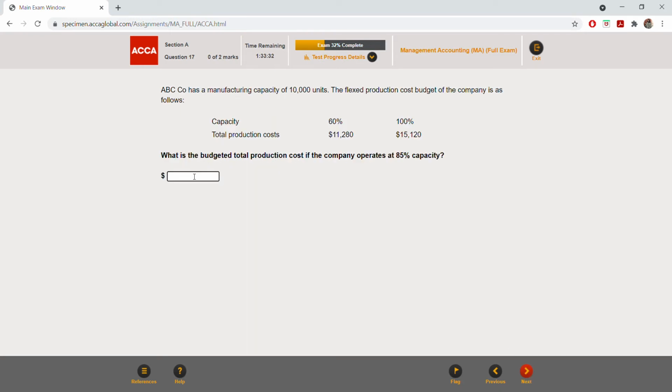Next. ABC company has a manufacturing capacity of 10,000 units. Flexed production cost budget of the company is as follows. Capacity, total production cost at both 60 and 100% is given. What is the budgeted total production cost if the company operates at 85% capacity?